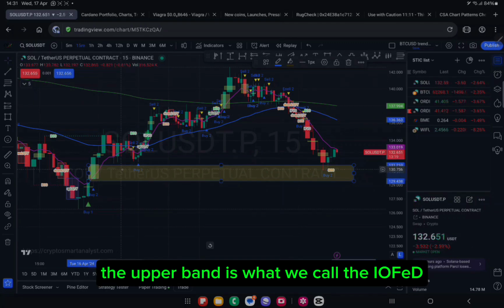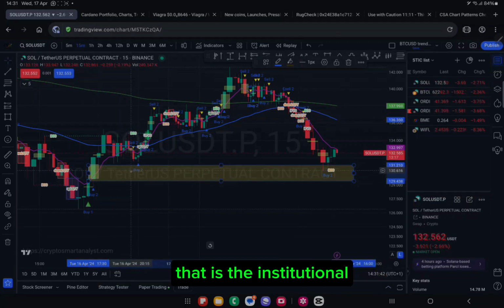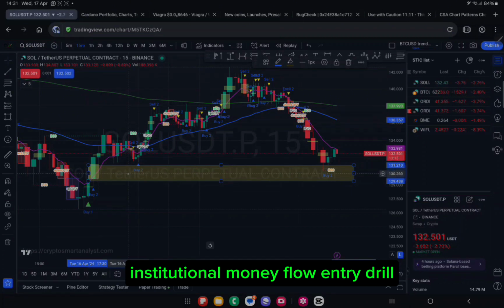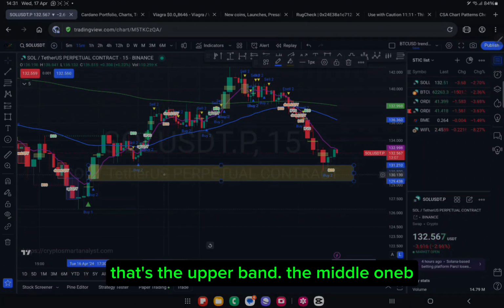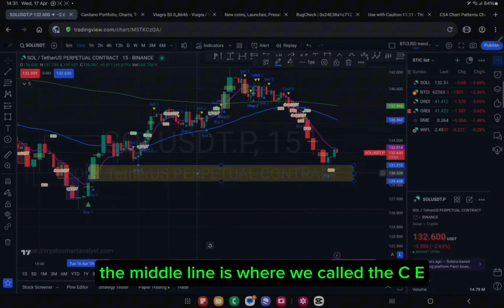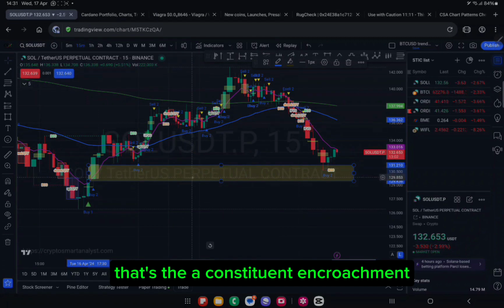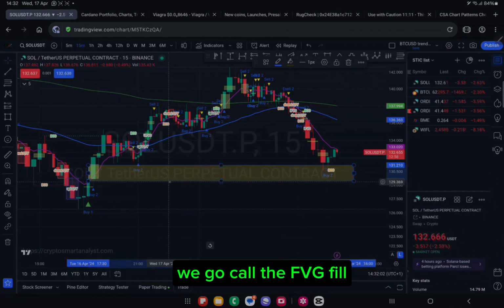The upper band is what we call the IOFED, that is the institutional money flow entry drill. That's the upper band. The middle line is what we call the CE, that's the consequent encroachment. And the last one is what we call the FVG field.